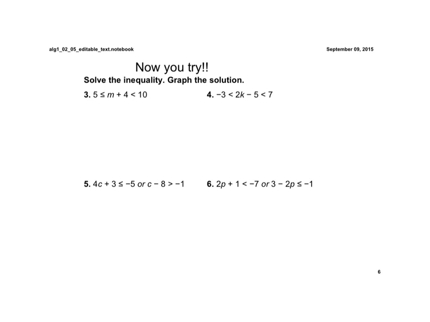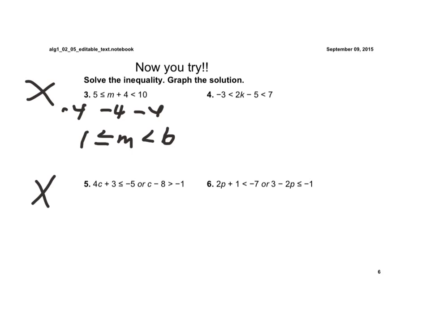Alright, now here you could try these. I just want you to do number 3 and number 5, and I'll show you those answers, and then we're going to stop the video. So, first one here, I just subtract 4 from every piece. And I get 1 is less than or equal to m is less than 6. And if you were to graph that, it'd go from 1 to 6. And so it'd be open at 6, closed at 1, and solid in between.